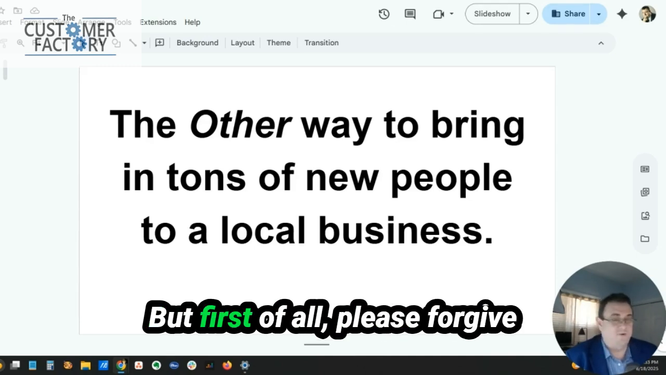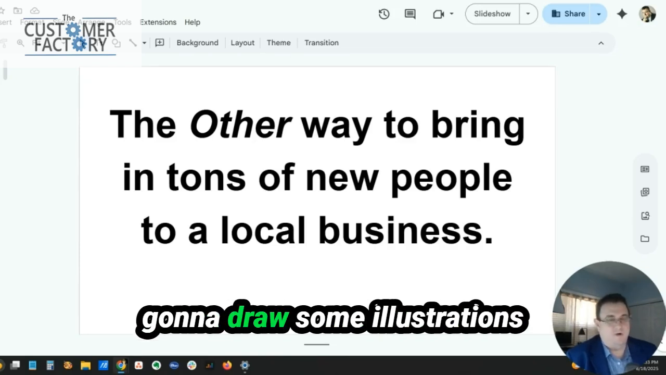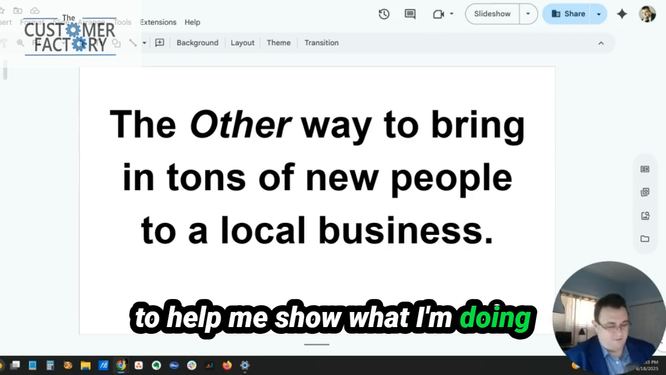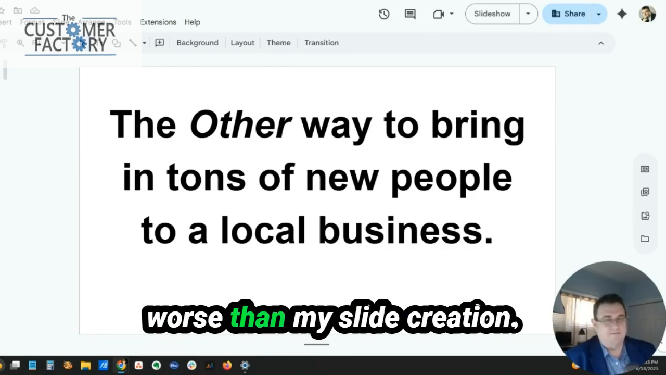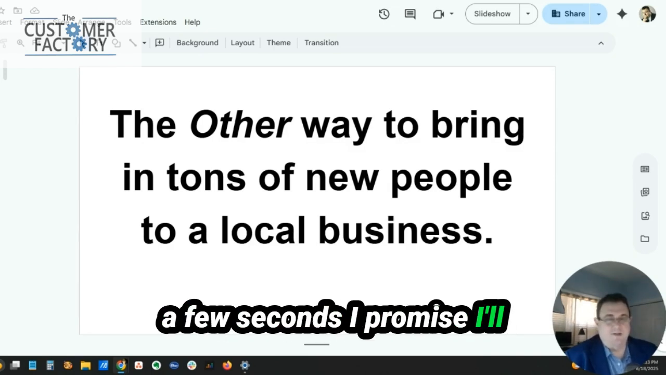So I'm trying to do this real quick. But first of all, please forgive me my slides. I just whipped these together because I was going to draw some illustrations to help you show what I'm doing here, but my drawing is even worse than my slide creation. So if you'll just bear with me a few seconds, I promise I'll try to get this across to you.